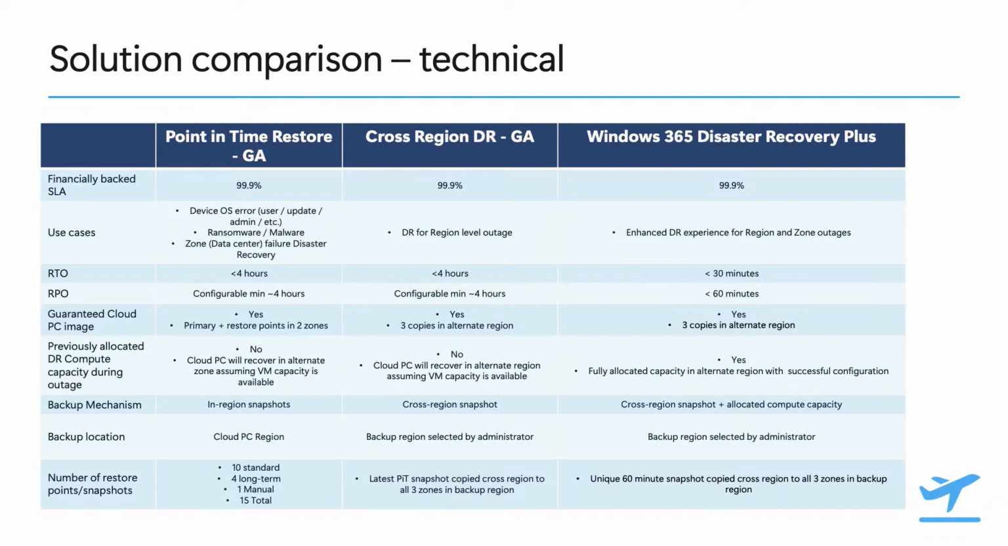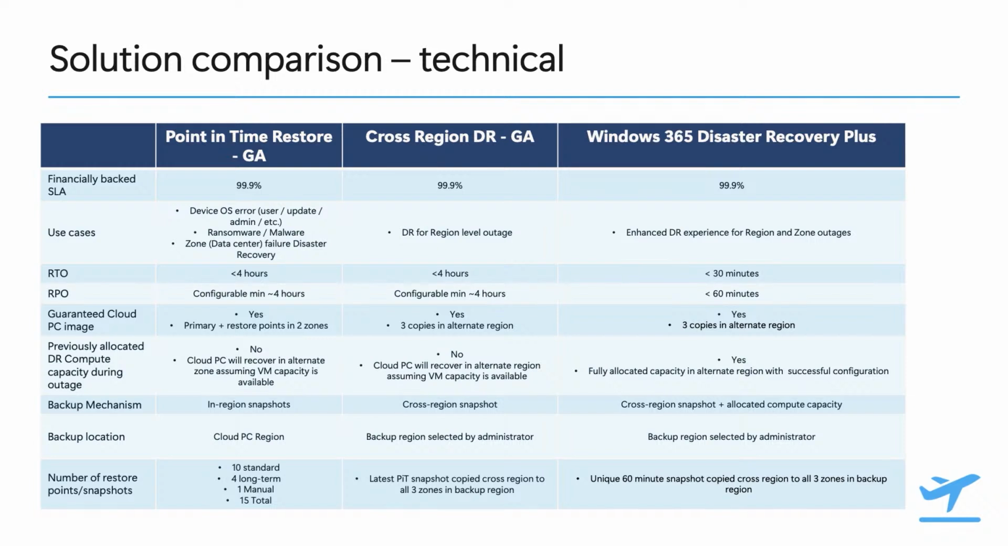Let's talk about Windows 365 Disaster Recovery Plus for a moment. Windows 365 Disaster Recovery Plus takes all of the advantages of cross-region disaster recovery of targeting a far distant geographical region with enhanced performance. Instead of a 4-hour restore time objective, the restore time objective becomes under 30 minutes. The restore point objective changes from a minimum of 4 hours to 60 minutes.